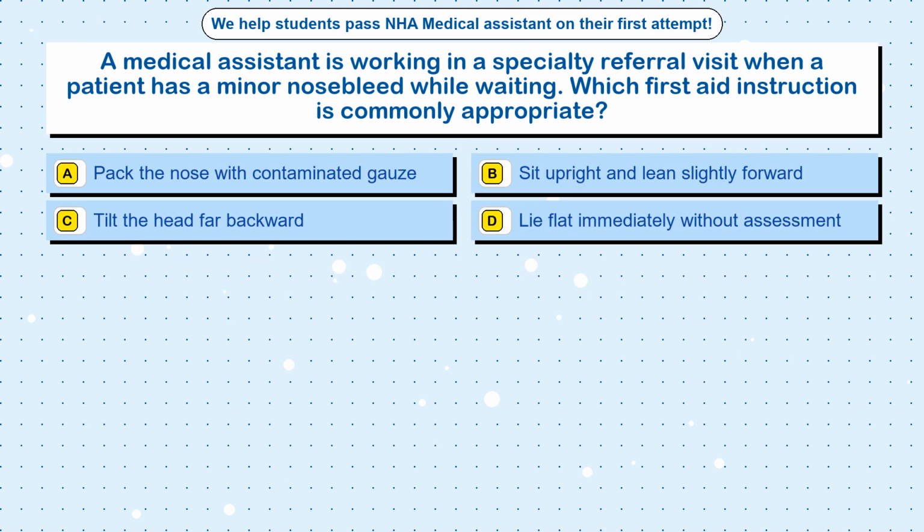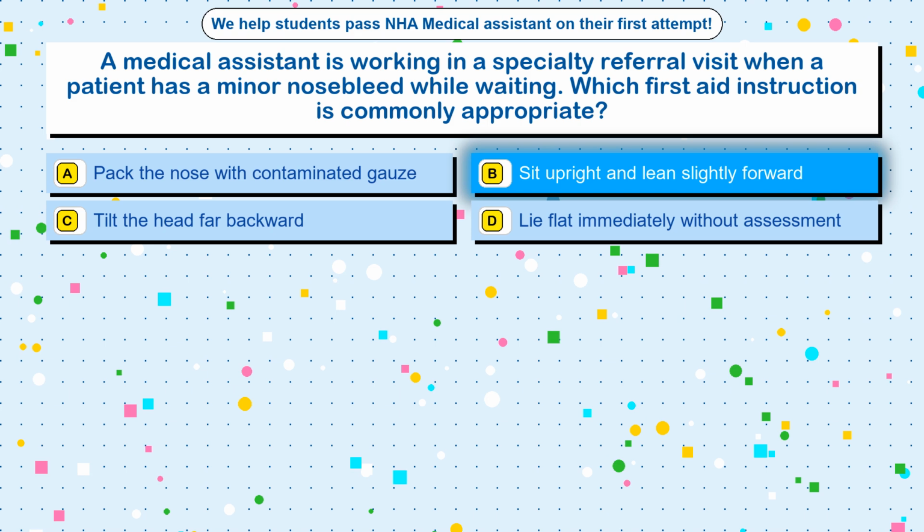Question 39. A medical assistant is working in a specialty referral visit when a patient has a minor nosebleed while waiting. Which first aid instruction is commonly appropriate? Option A. Pack the nose with contaminated gauze. Option B. Sit upright and lean slightly forward. Option C. Tilt the head far backward. Option D. Lie flat immediately without assessment. The correct answer is option B. Sit upright and lean slightly forward.